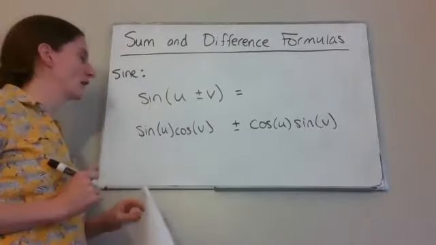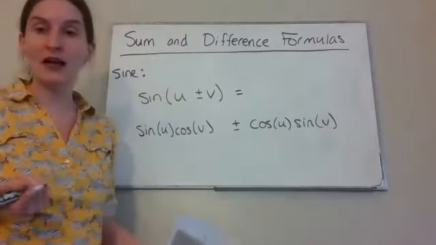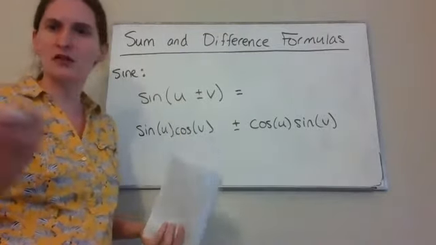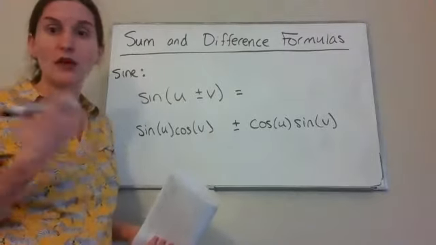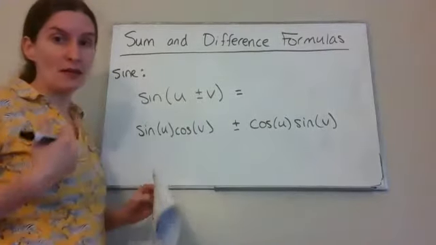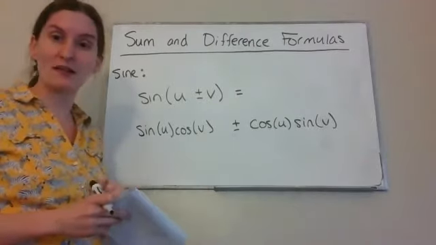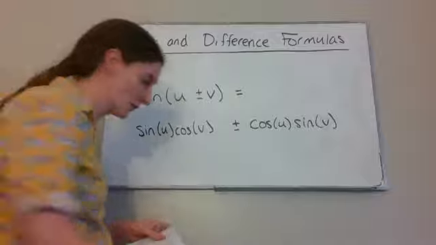This formula allows us to calculate exact values for different angles that are not directly on our unit circle, not one of our special angles. Maybe we can write them as a sum or a difference of our special angles, so we can write it this way and get an exact number.